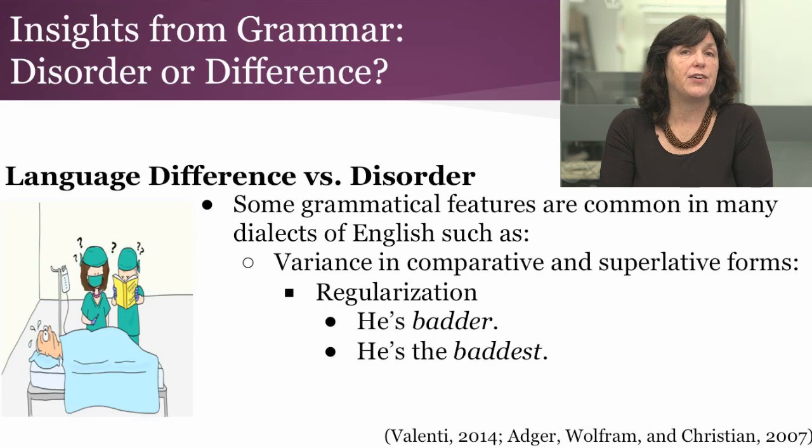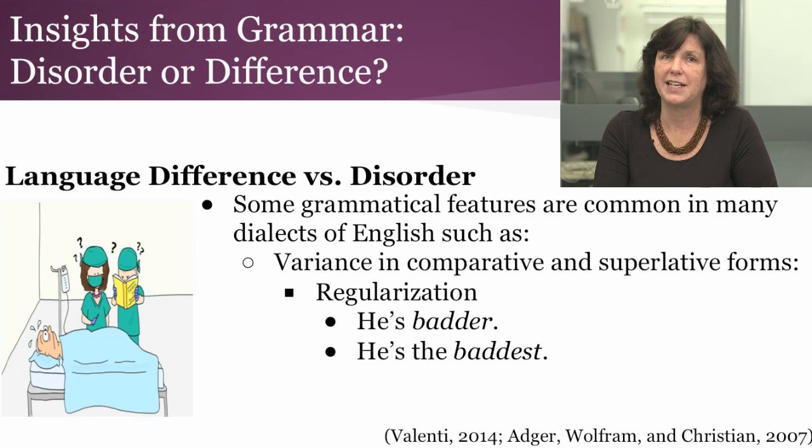We might also see variance in use of the comparative and superlative forms. Typically in Standard American English, we add an ER or EST to form the comparative and superlative forms. The word bad, however, is irregular in Standard American English. Bad, worse, worst. Some dialects will regularize these irregular forms, forming badder and baddest. If you Google, he's the baddest, you'll find many uses of that form, including in a Nike commercial saying that Kevin Durant, the basketball player, is the baddest.